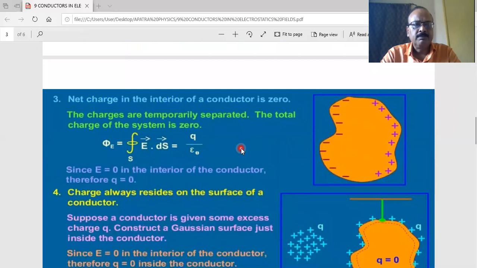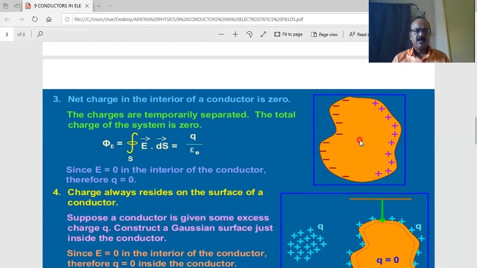Now next point number 3, behavior 3. The net charge in the interior of a conductor is 0. We are saying here conductor, these are not the insulators. The charges are temporarily separated. The total charge of the system is 0. Phi E, that is the closed surface integral of E dot ds, is equal to Q divided by epsilon naught or epsilon. Since E is 0 in the interior of the conductor, therefore Q is equal to 0.